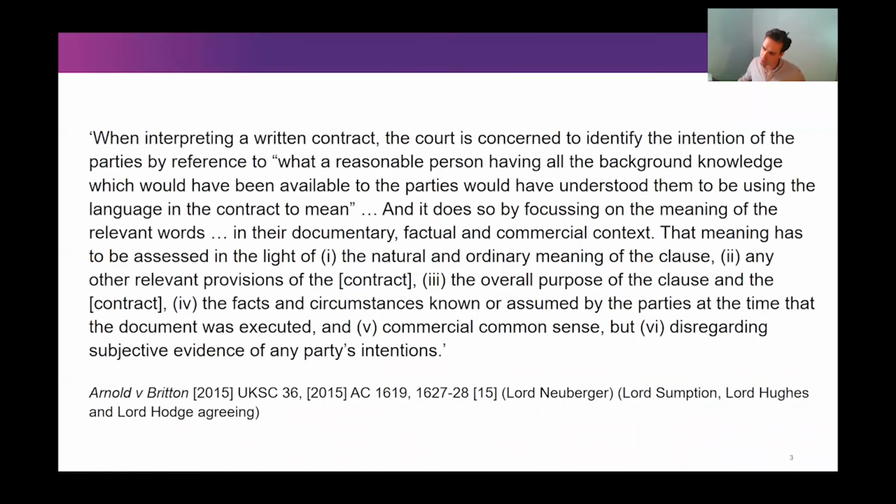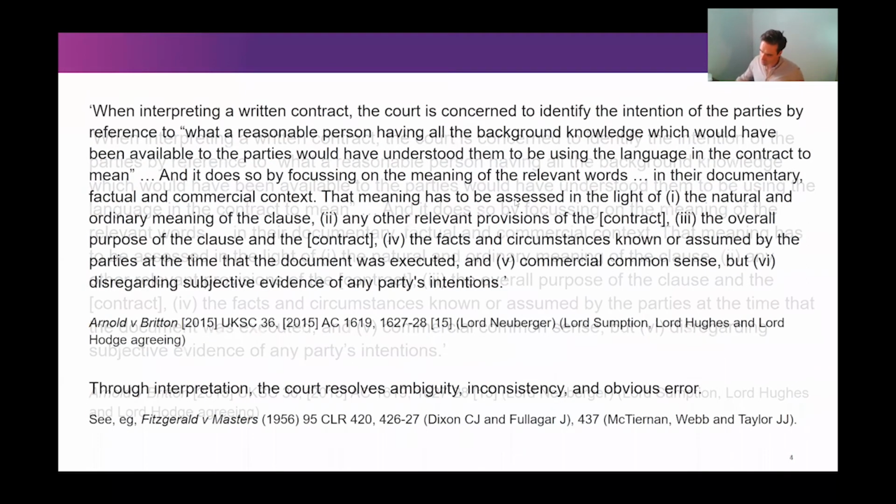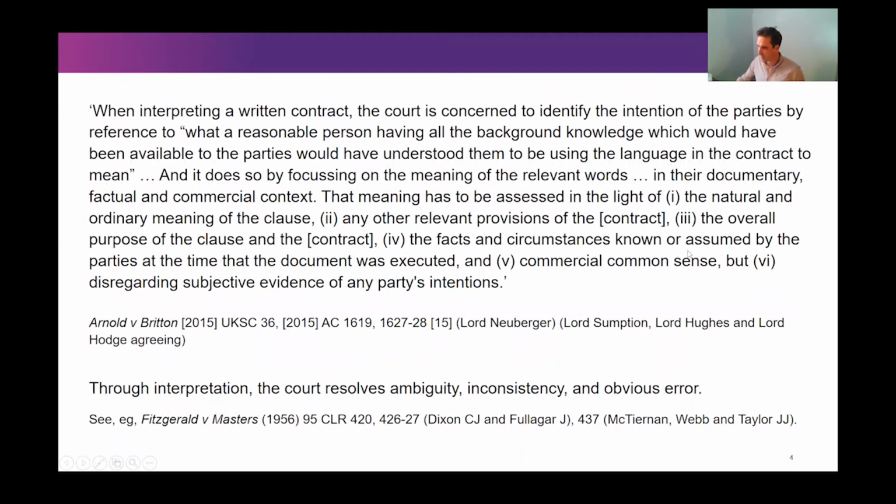So my interest in contract interpretation grew from the fact that, well, I wondered, how do we look at all these things to reach this conclusion? And then to make it a bit more complicated, how do we look at all these things to reach this conclusion and thereby fulfill the functions of what interpretation does? Namely, it's a process through which we resolve ambiguity in a contract, inconsistency in a contract, or we correct obvious error. So how does this all work? How does it fit together?